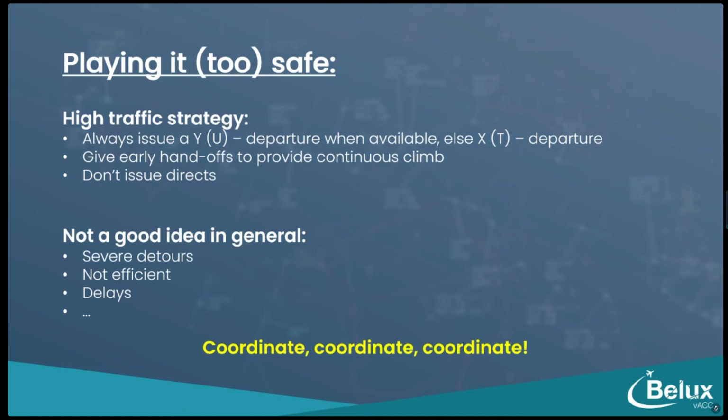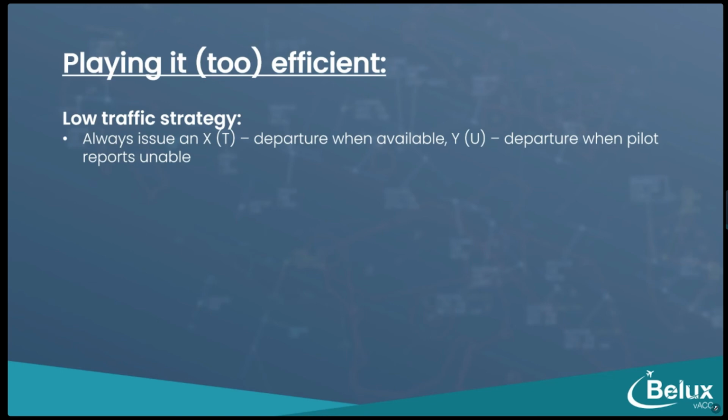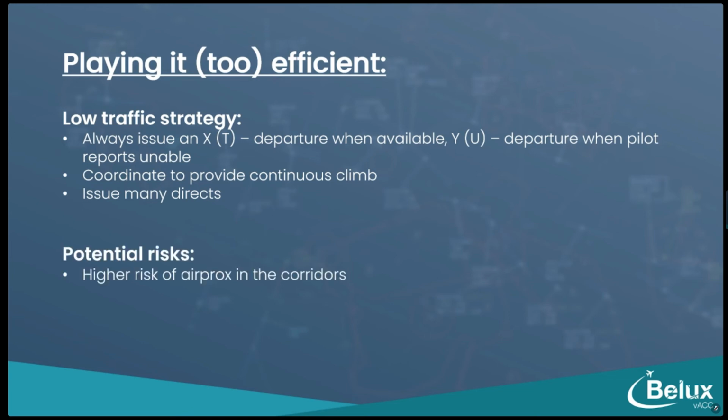Coordinate, coordinate, coordinate. You can make the routes shorter by coordinating and seeing, okay, this is the traffic situation. What are my options? Maybe it's possible to give a direct or something and get it better. On the other hand, the other extreme, you can say, okay, I'm just always going to issue an X-ray or a Tango departure when available, a Yankee or uniform departure when the pilot reports unable due to performance. That will basically be very efficient, so immediately turning towards Grotonquin, and you can coordinate to provide continuous climb or fancy things like that. You can issue many directs, but then again, you have potential risks.